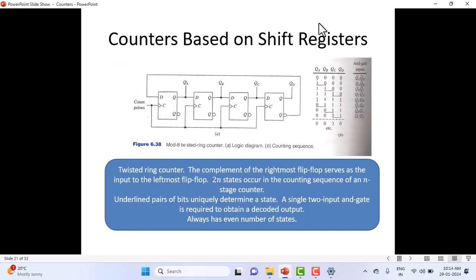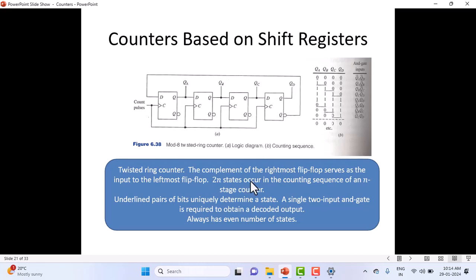This is another counter based on shift registers. You can see we have connected Q0 bar back to the D input. This is called a twisted ring counter. You can see how it works here. This Q0 bar is connected back to the D input. Whenever Q0 bar is 1, at that time the first flip-flop will change its state. This is called a twisted ring counter.